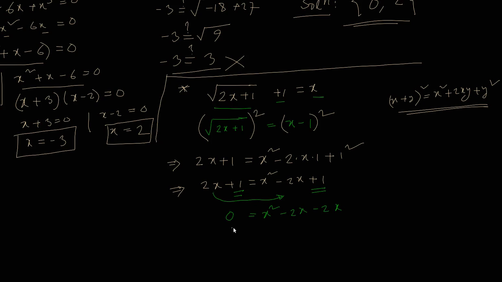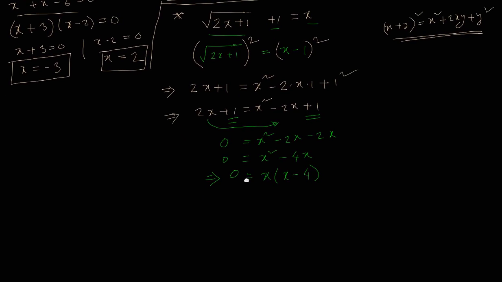Okay, so I have 0 equals x square minus 4x. I can try to factor it: x and x minus 4 is equal to 0. So I can write x equal to 0 or x minus 4 equal to 0, so x equal to 4. Okay, so I have two probable solutions. One is x equal to 0 and another is x equal to 4.